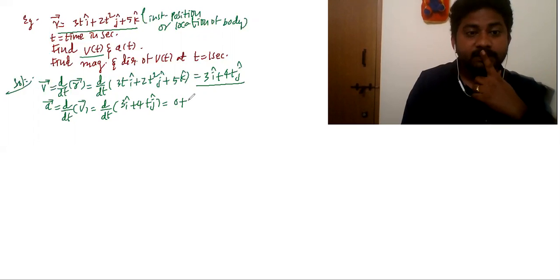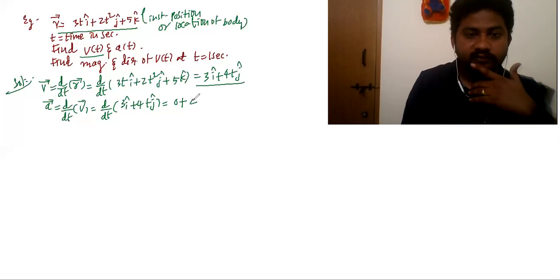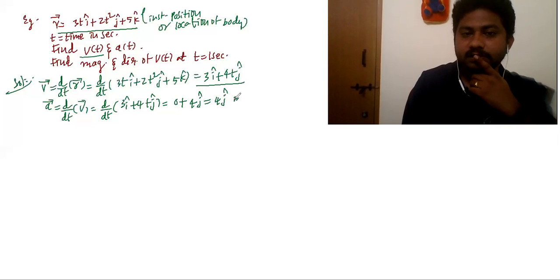Carefully see, d by dt of 4t j cap. d by dt of 4t: 4 is constant, d by dt of t is 1. So I can say 4 into j cap. What is the acceleration here? 4 j cap, in meter per second square.